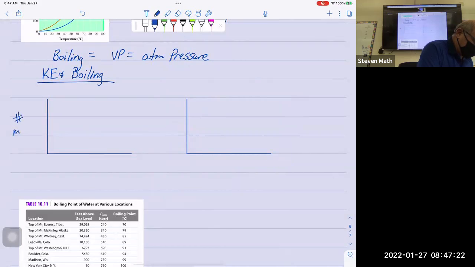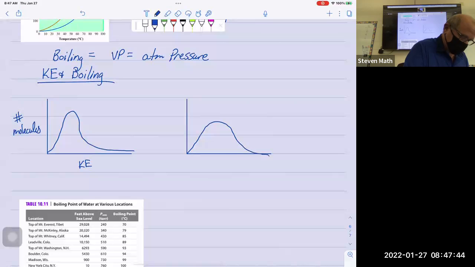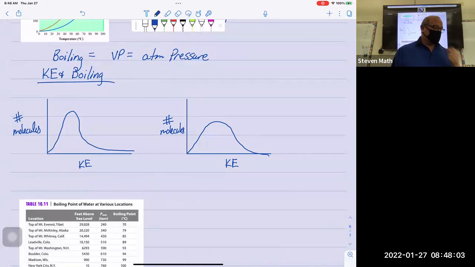Number of molecules. Kinetic energy. Same. The lines are different. So what's the variable that we're changing here?